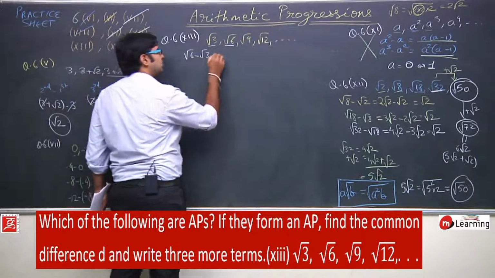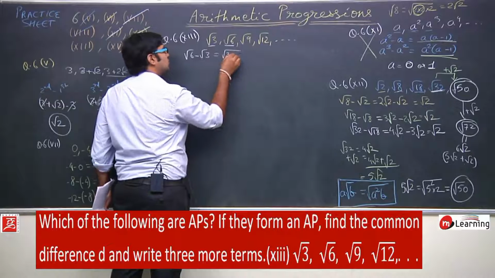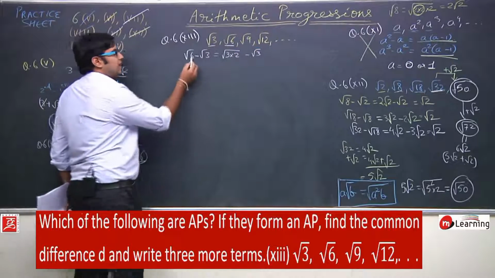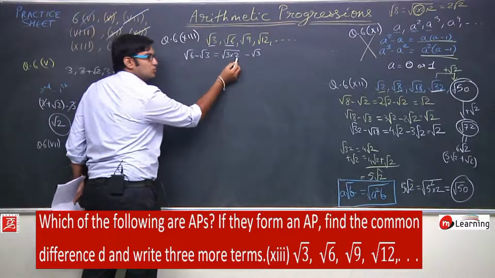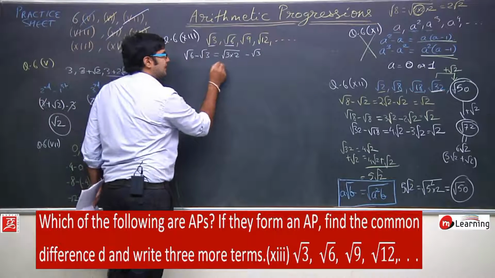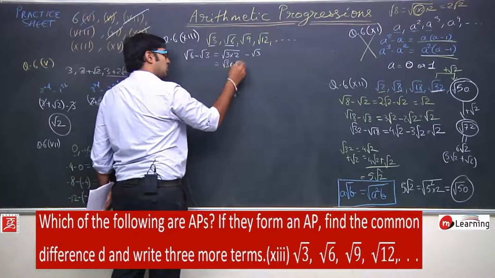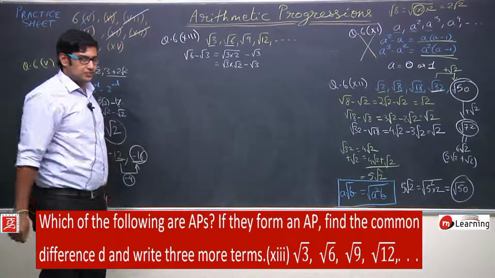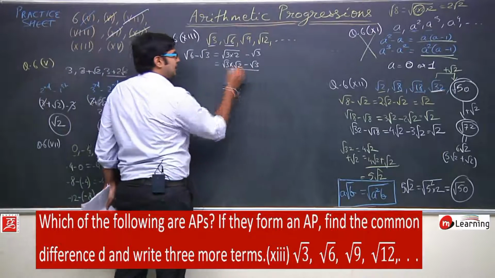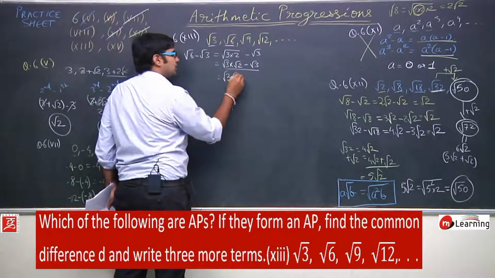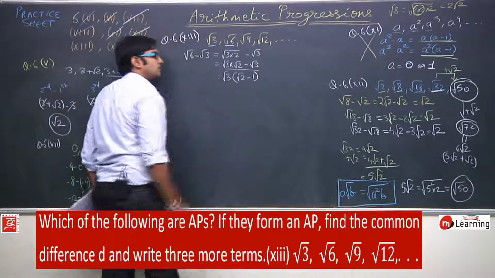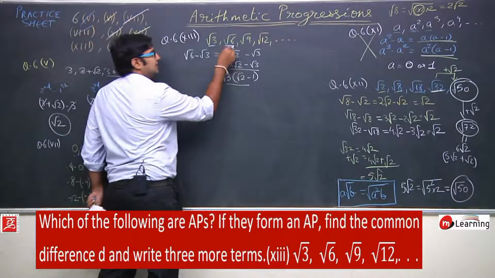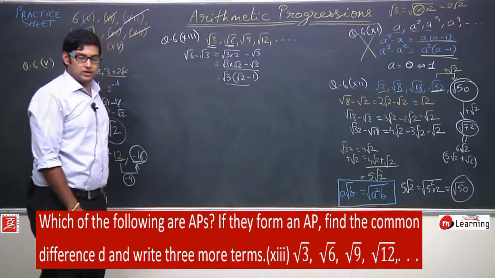Or what you can do is, you can write it as root 3 into 2 minus root 3. What I have done, I have written this 6 as 3 into 2. So now from this I can write root 3 into root 2 minus root 3. I can take root 3 as common, and in bracket you will get root 3 times root 2 minus 1. So this is the difference between second term and first term.